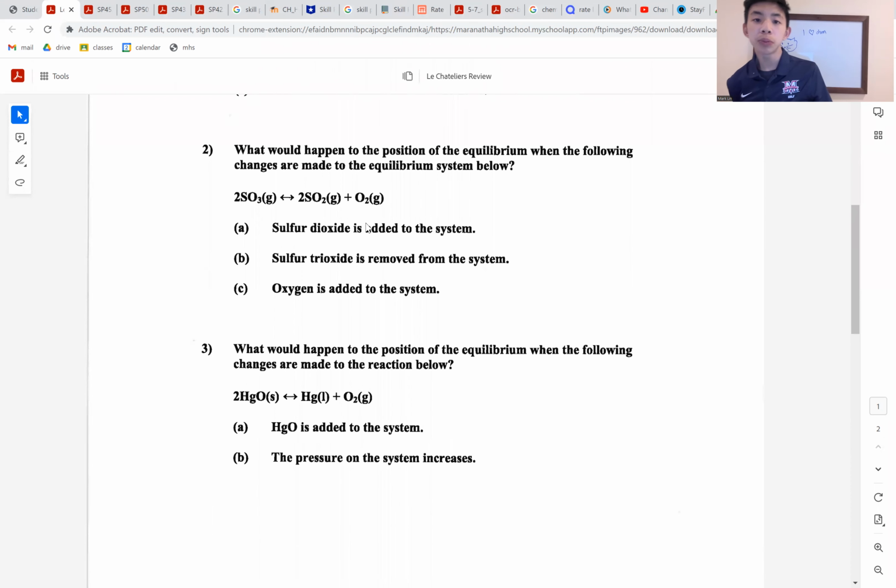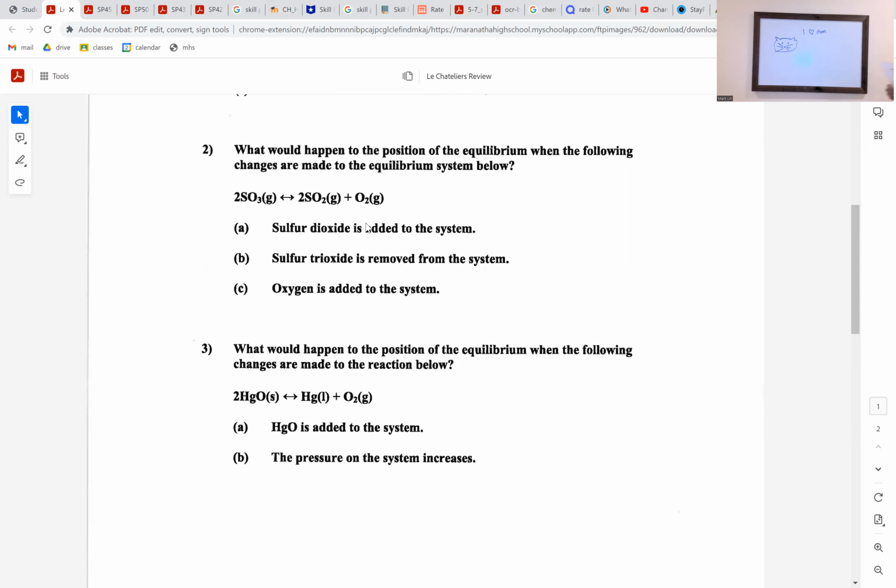All right, what would happen to the position of equilibrium when the following changes are made to the equilibrium system below? Oh, I want to have my thing ready so I can check my answers. Where is my thing? I don't know.